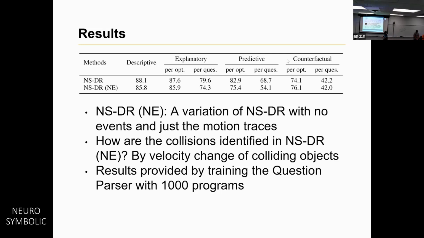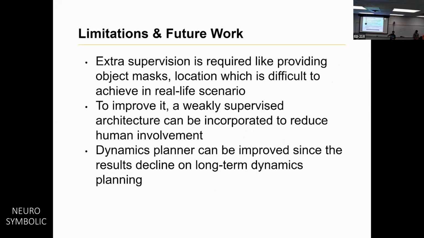As far as the results are concerned, they also come up with another variant of the goal, which is no event. What is different in this is that in the original one, when the collision happens, they are changing the attribute of relation to 1 or 0 based on the collision. But here they are calculating that based on the direction and the velocity of the objects. The results provided by that are shown here; the question parser is trained with 1,000 programs. So this is the accuracy based on that.